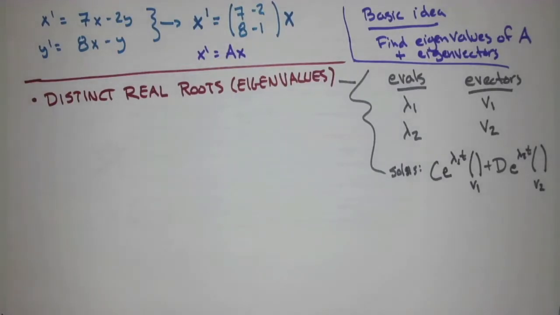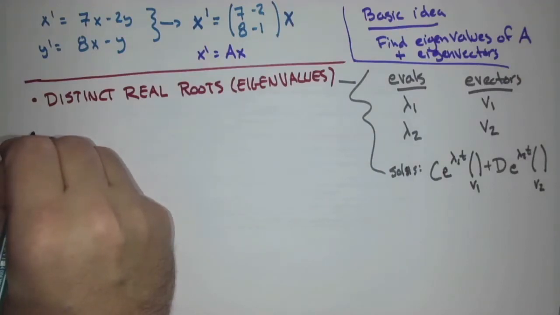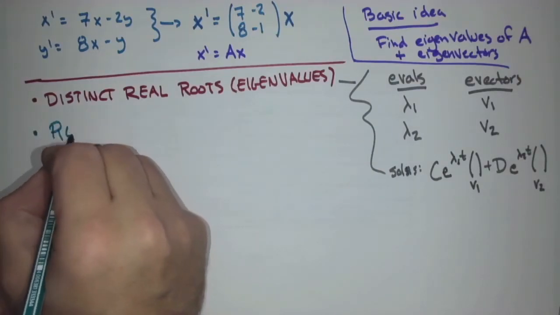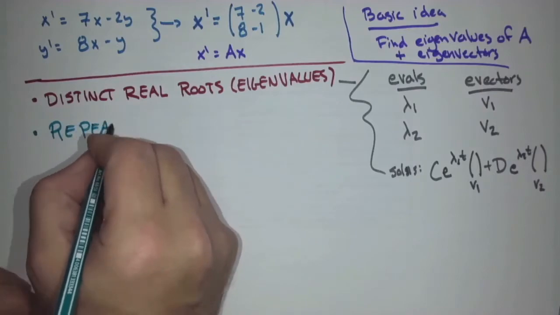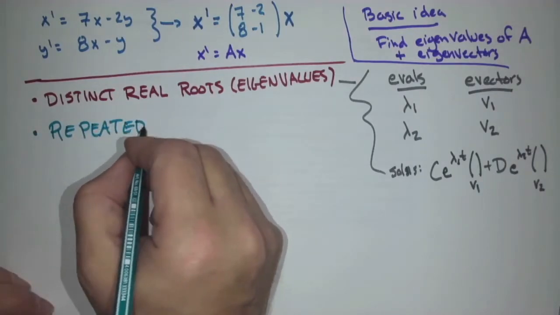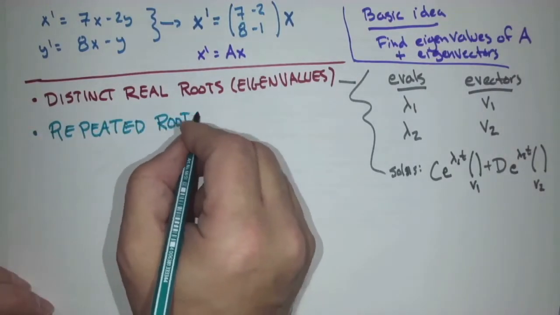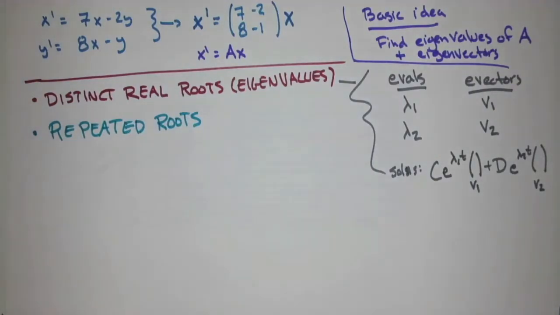What else can happen other than distinct real roots? Repeated roots and imaginary roots were the 2 things. So let's start with repeated roots. Good times. This one is slightly different, so you have to make sure you know what is going to happen.